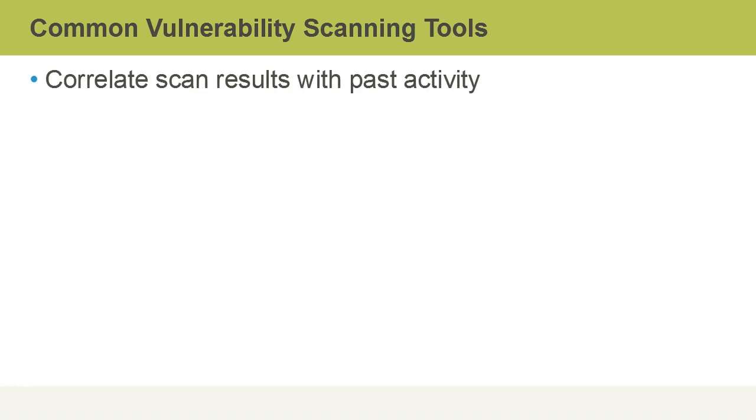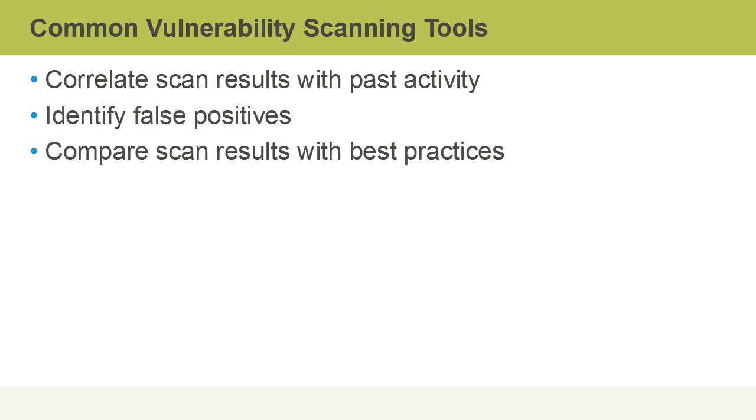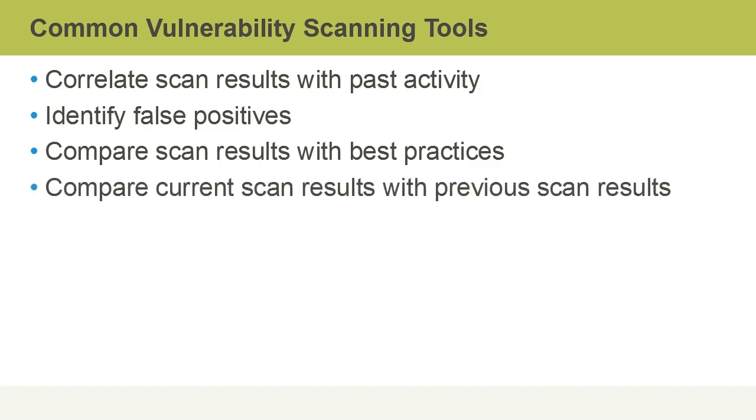Vulnerability scanning tools often have other abilities, such as the ability to correlate scan results with past activity to see what's changed. It could also have the ability to identify false positives that might even be configurable in some tools. We can also compare scan results with best practices and, in some cases, auto-remediate devices that don't adhere to best practices. We can also compare current scan results with previous scan results overall. This way, we can plan response plan priorities when it comes to incident response.